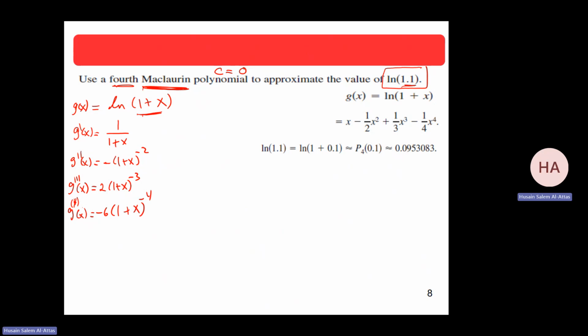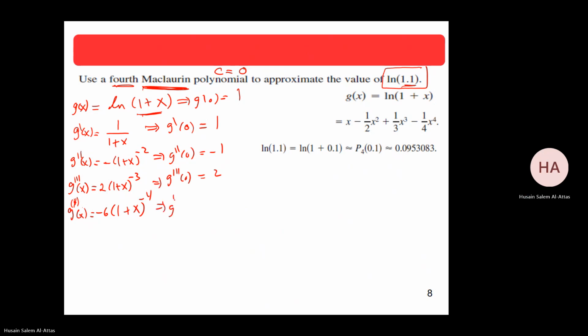Okay, I want to do it at c equals 0. So g at 0 will be ln 1, which is 0. g prime at 0 is 1. g double prime at 0 is minus 1. g third derivative at 0 is 2. g fourth at 0 is minus 6.